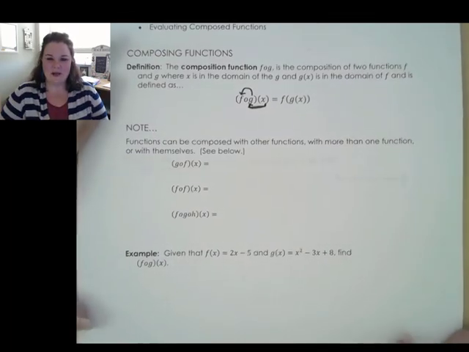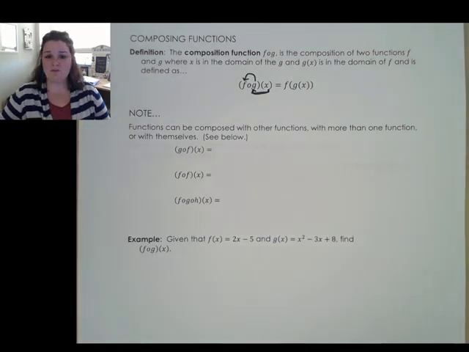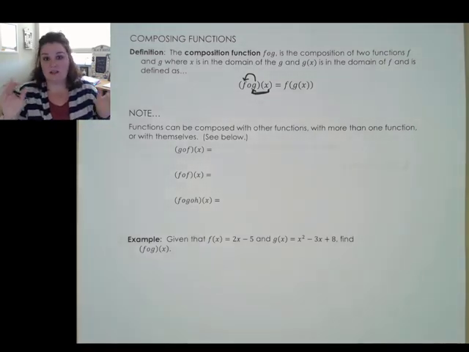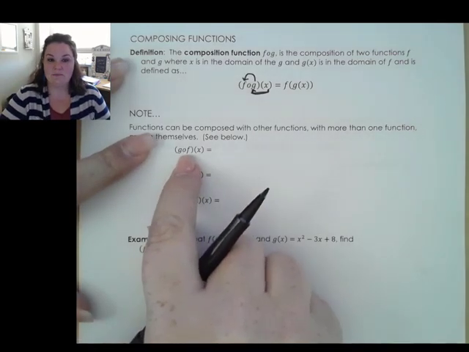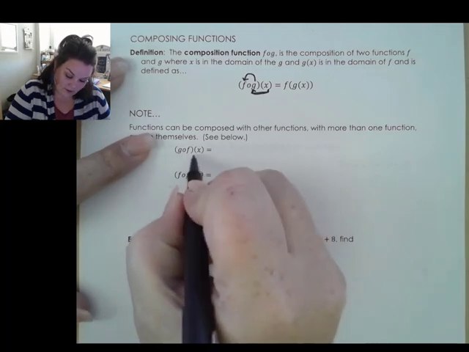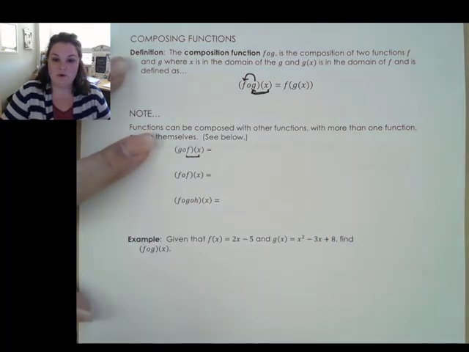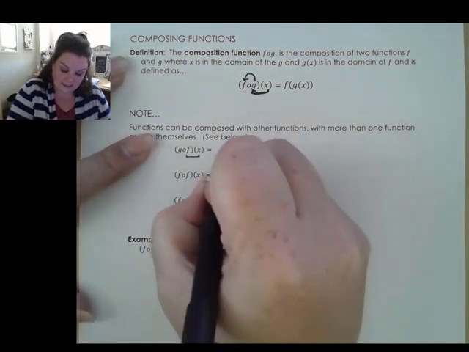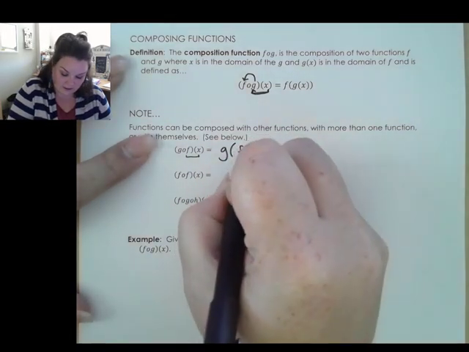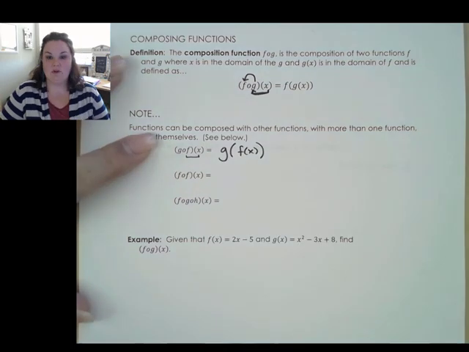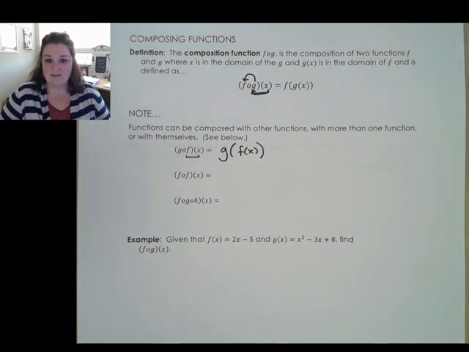Okay, so we can compose functions F composed of G. We could also do G composed of F. We could do F composed of F, or we could do several compositions. It can be more than just two functions. So let me show you what that looks like. If we have G composed of F, notice here F is the closest one to our input. So that's the one that's going to go on the inside. So this would look like G function on the outside, and then our F of X function is getting plugged inside that G function. Okay.